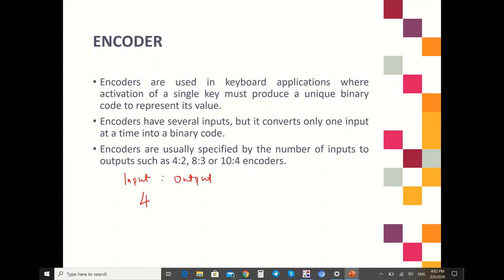For example, if the encoder is a 4 to 2 encoder, the 4 refers to the number of inputs. The number of inputs is the number of decimals. How many decimals does this encoder have? You have 4 decimal numbers. And then the output, based on this type of encoder, 2 means that each decimal number will be converted into 2 bits. Here the output refers to the number of bits in binary, because the function of the encoder is to translate from decimal to binary. So one decimal number will be converted into 2 bits of binary. So we have 3 types of encoder: 4-2, 8-3, and 10-4.